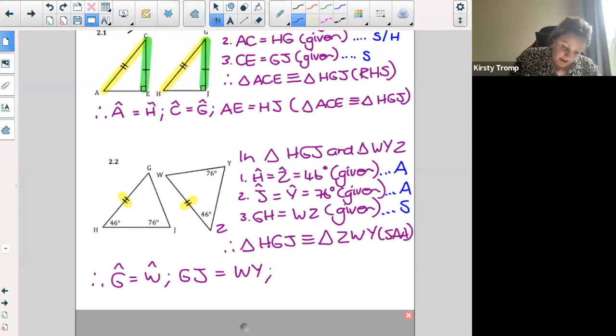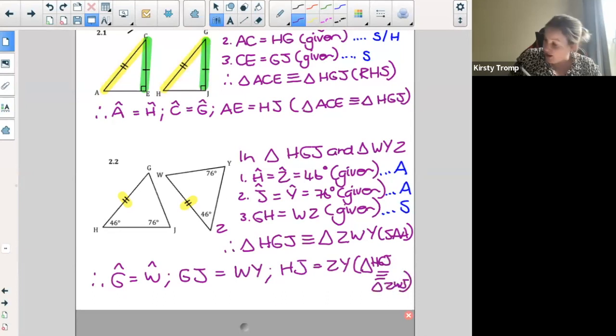And I'm going to say HJ is going to be equal to ZY. And the reason for that is because triangle HGJ is congruent, I'm running out of space, to triangle ZWJ. Done. Full marks. Full marks.